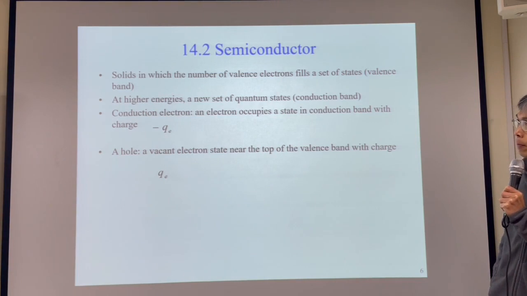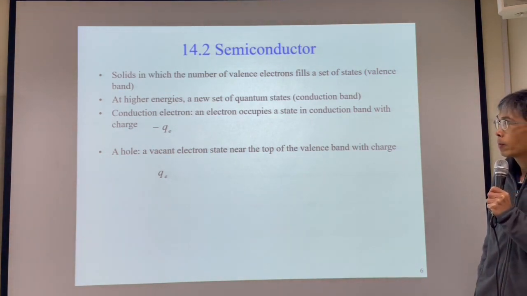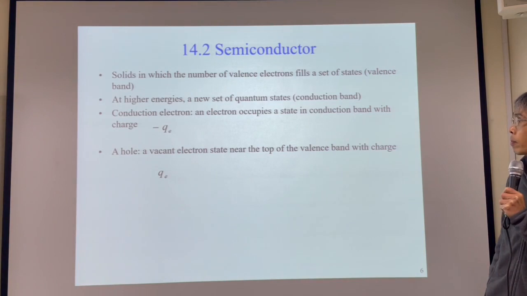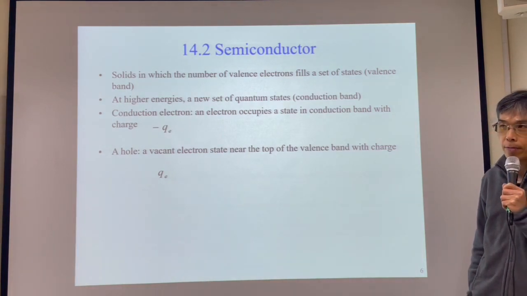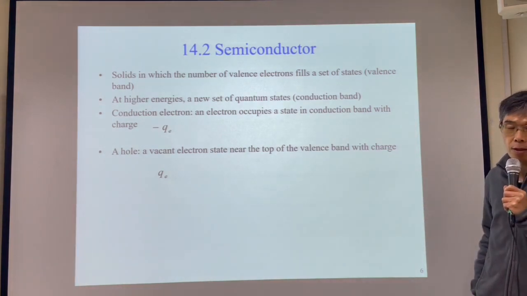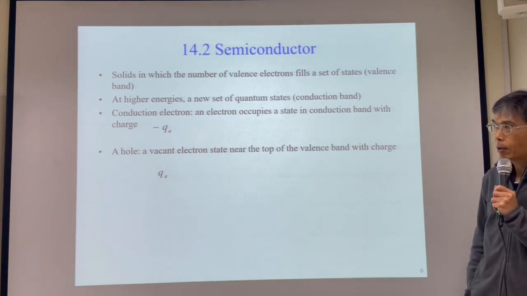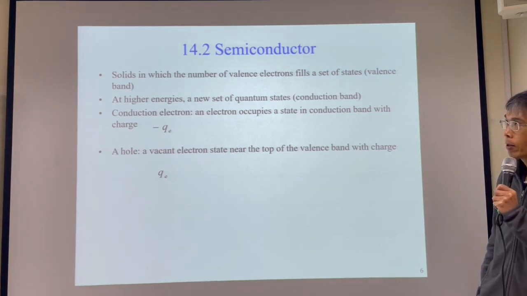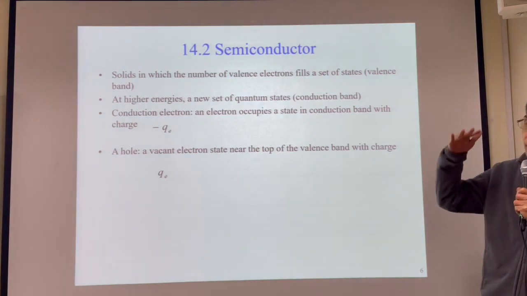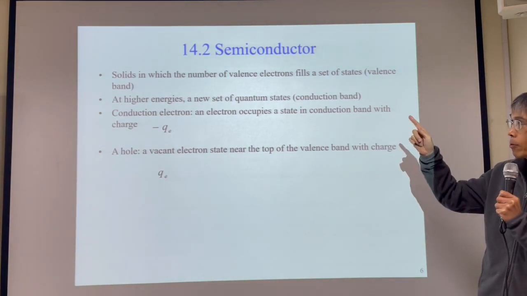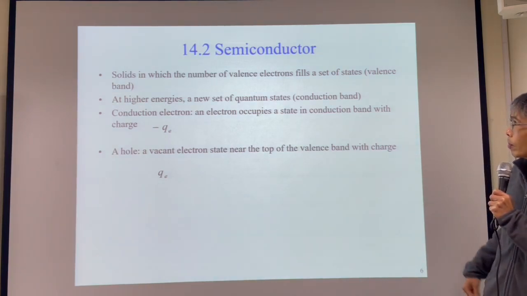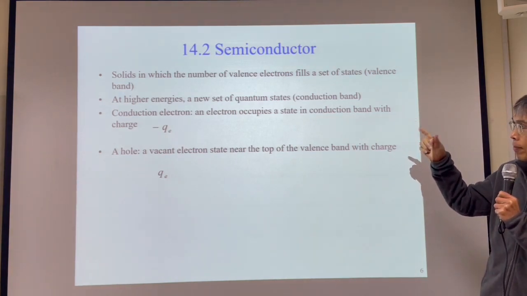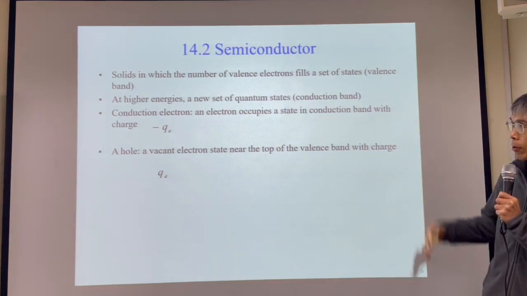Kaiser, could you read the first one? Solid state in which a number of covalent electrons fill a set of states, the covalent band. Okay, so each atom has several layers of electrons surrounding its nucleus. At the outermost layer, the number of electrons, we call that the valence band, the outermost.